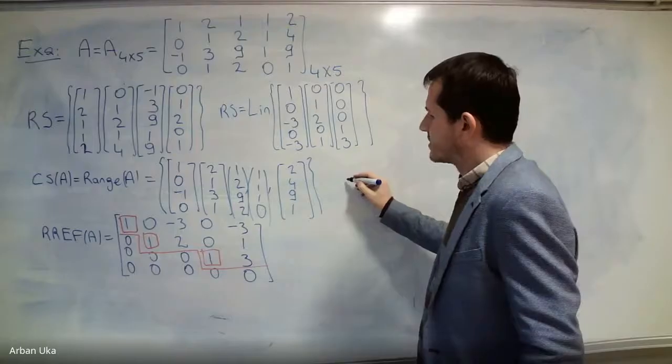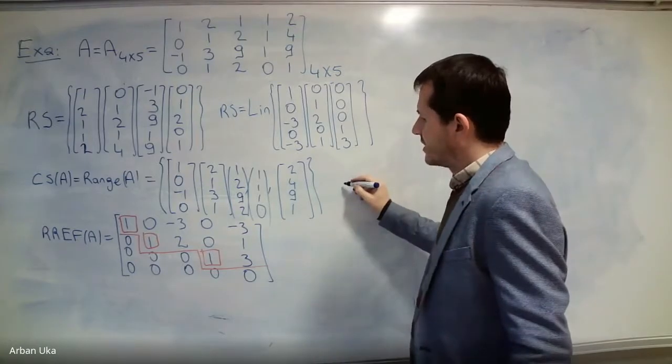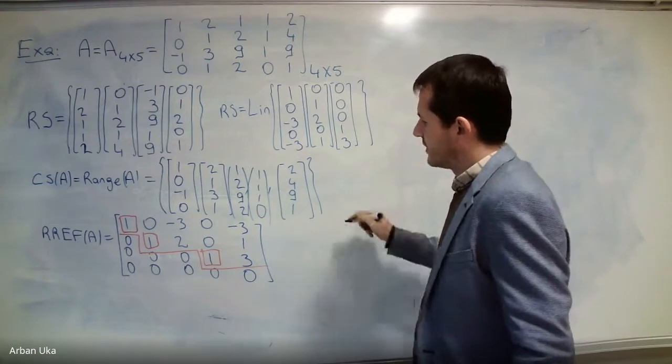Professor, the reduced row echelon form that we wrote down there, is that just row echelon form or reduced row echelon form? Because I don't think this is a reduced row echelon form.